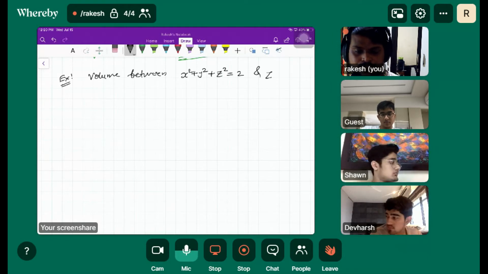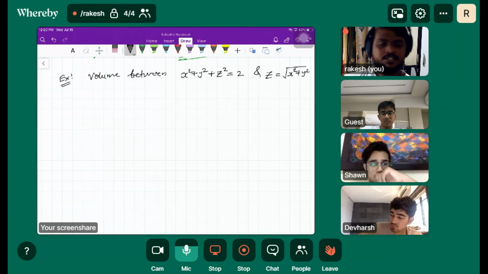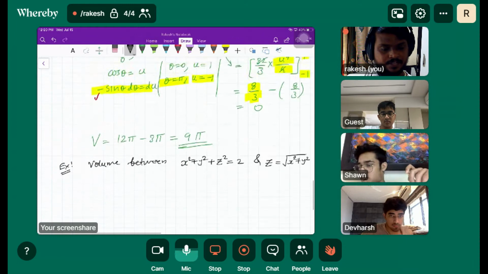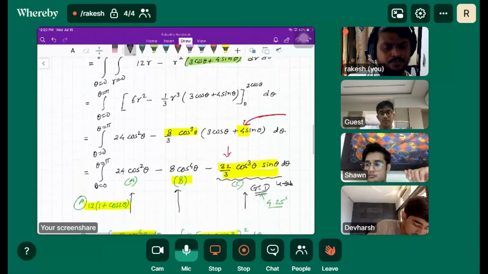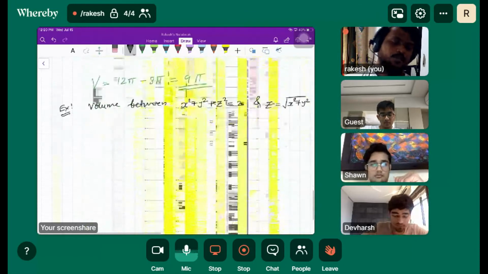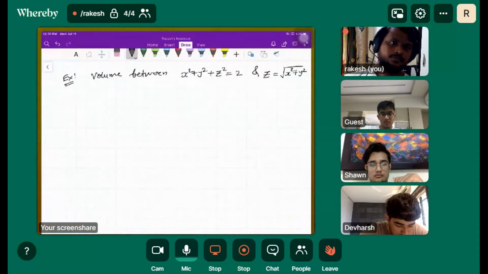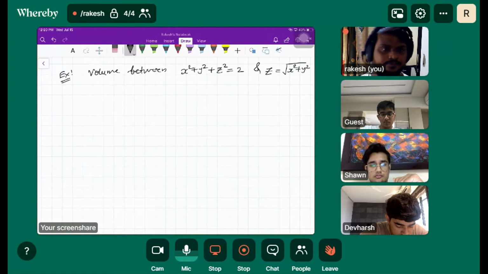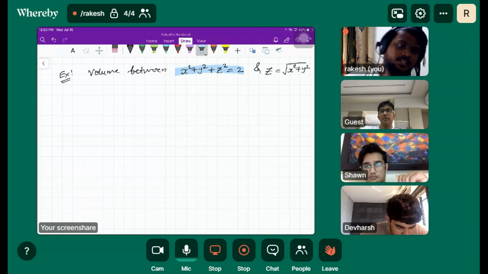And z is equal to root x square plus y square. So here we are basically finding out the volume between two curves. Okay, volume between, what is the first curve here? What is the first curve? What is this? Sphere. Sphere. What is this?